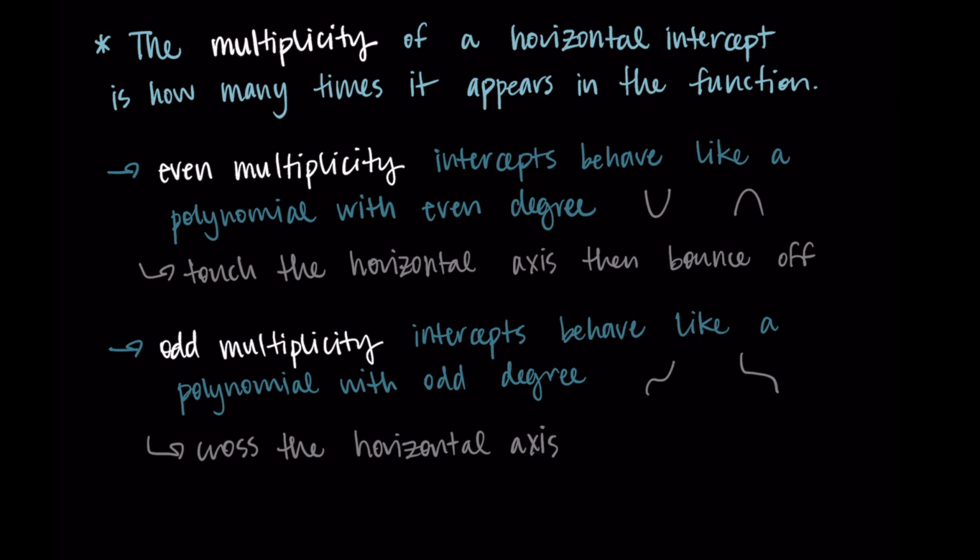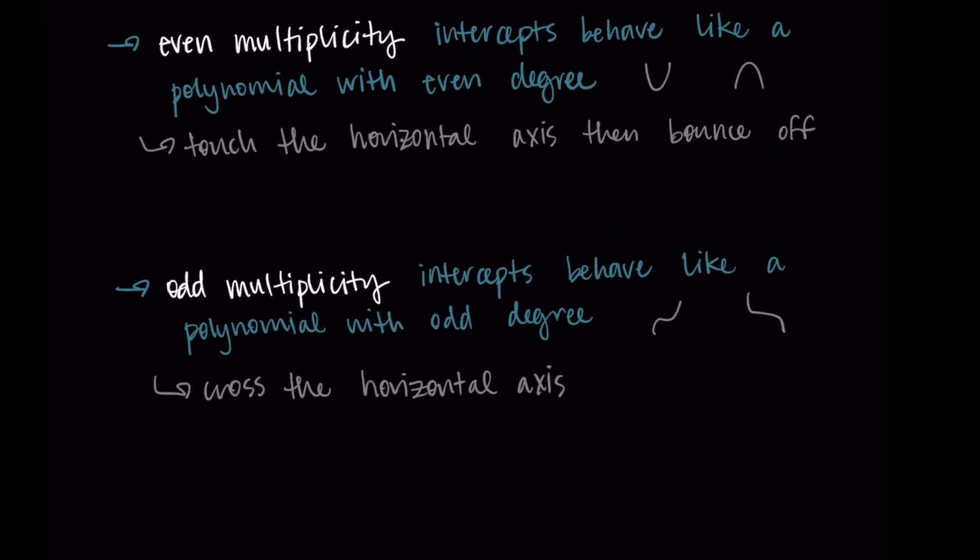In the formula, this might look like having our factor to an even power. So we could have x minus 3 squared. That 2 is an even number. We could have x plus 4 to the 4th power, that 4 is an even number. We could just have x squared, that 2 is an even number. We could have x minus 7 to the 6th, that 6 is an even number. So these are all even multiplicity horizontal intercepts, and at that horizontal intercept, it's going to behave like an even degree polynomial where it just bounces off the axis and goes back up.